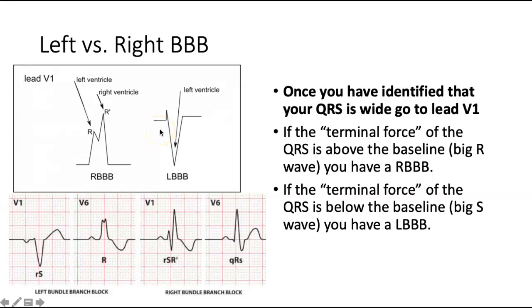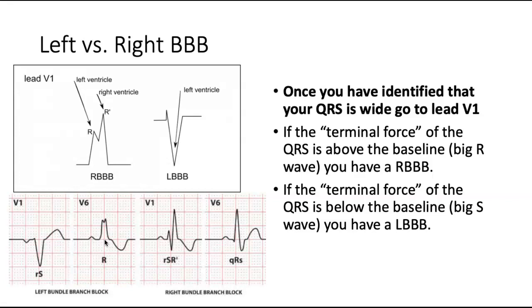Again, this is just another image, the R prime for right bundle branch block, and then for left bundle, a downward deflection in lead V1. In V6, it tends to appear to have a notched appearance of the R wave, and sometimes you have to look very closely there, but they will always be greater than 3 small boxes when you're considering a bundle branch block.